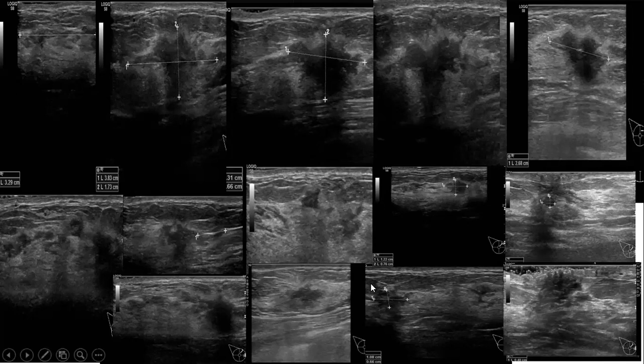Throughout these ducts, there are multiple satellite nodules. All these are satellite nodules on the way. So all these ductal extensions with satellite nodules go down to the nipple area. Here, these ducts are suspicious just behind the nipple.